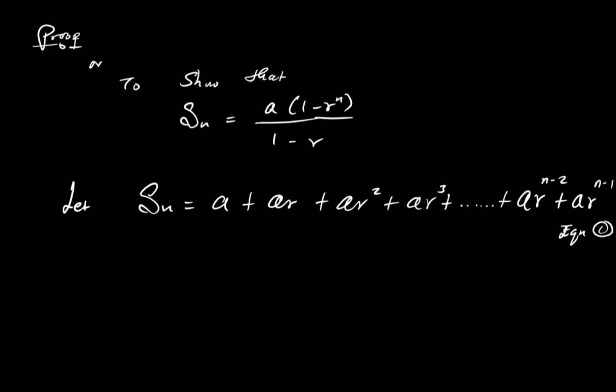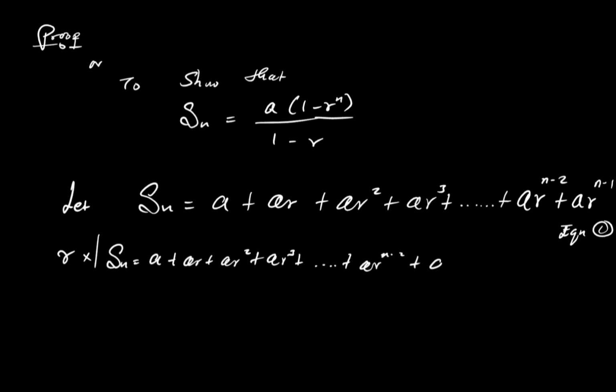So now once you write your first equation, all you have to do is to multiply the entire equation by r. So I'm going to say r is multiplying everything, which is S sub n being equal to a plus ar plus ar squared plus ar cubed plus ... plus ar to the n minus 2 plus ar to the n minus 1. Now what happens when r multiplies everything?